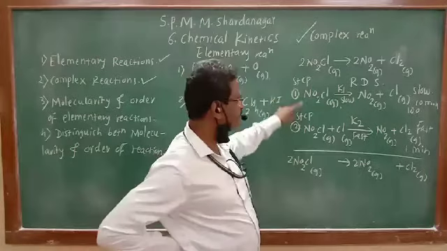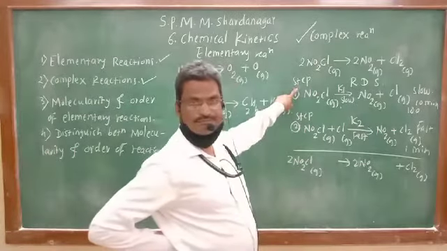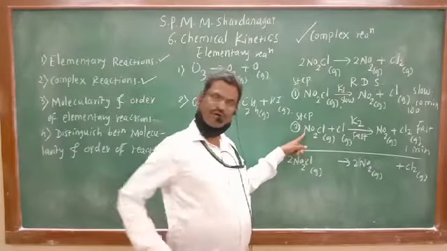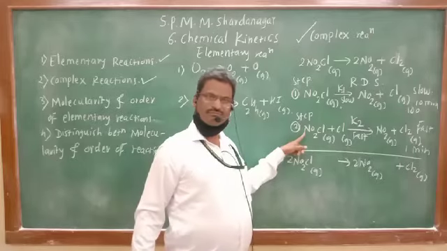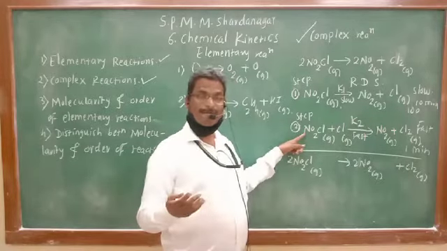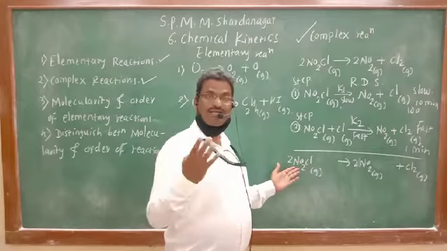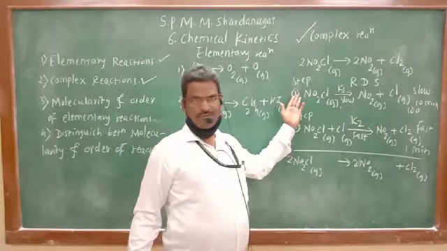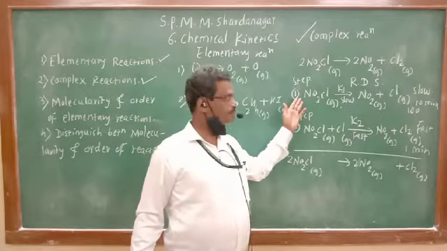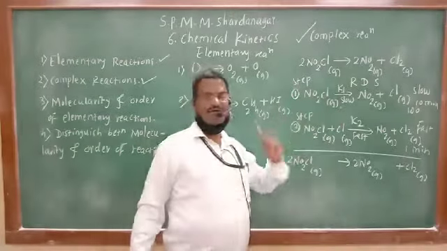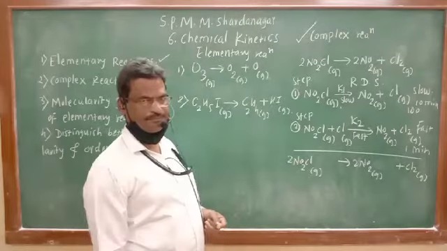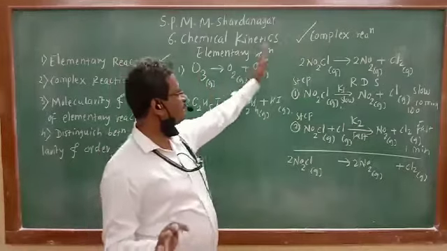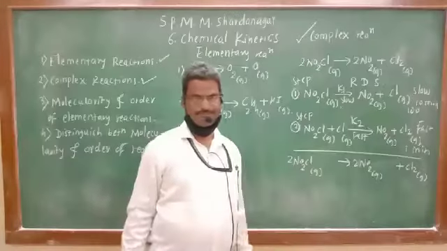The rate of this reaction depends on the slow reaction. The rate of reaction does not depend on this, because it is a fast reaction. But the time required for this reaction will be decided by the first reaction. Therefore, the first reaction is known as the rate determining reaction. So that is it about elementary reaction and complex reactions.